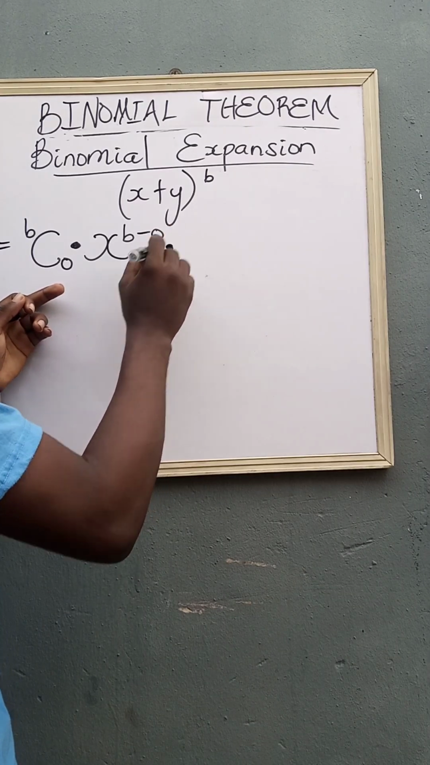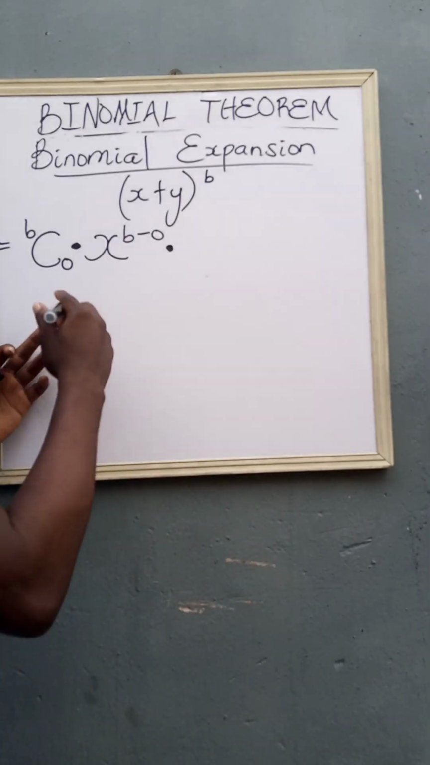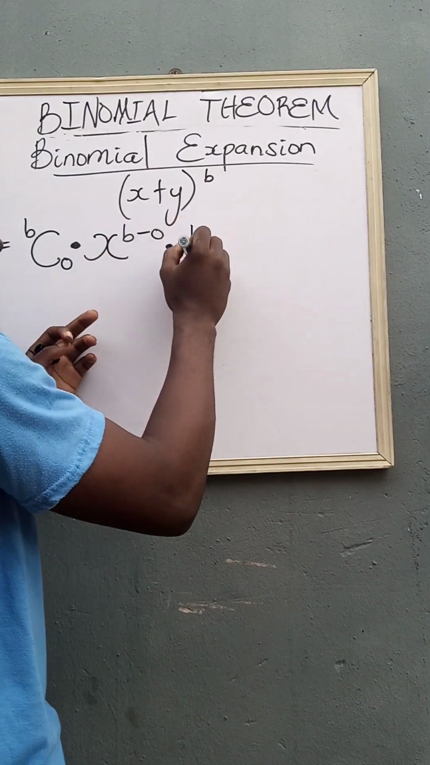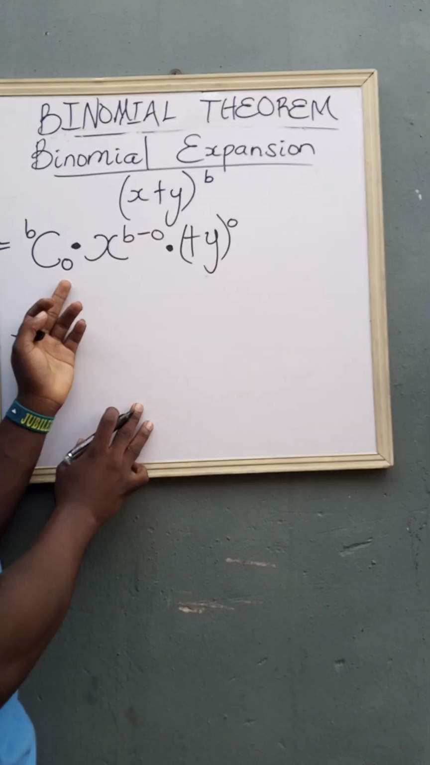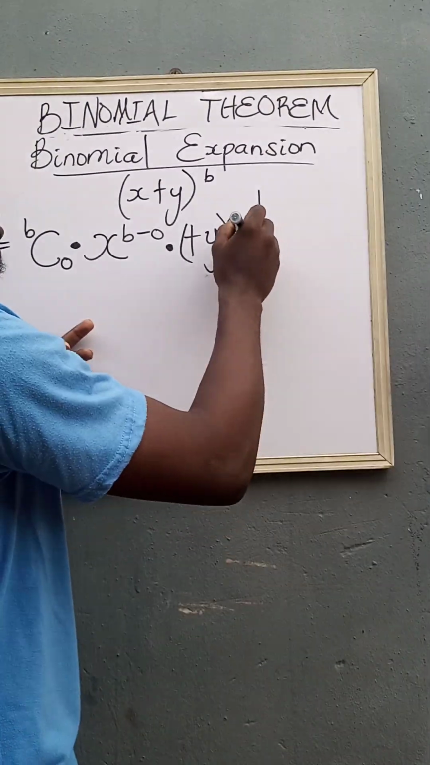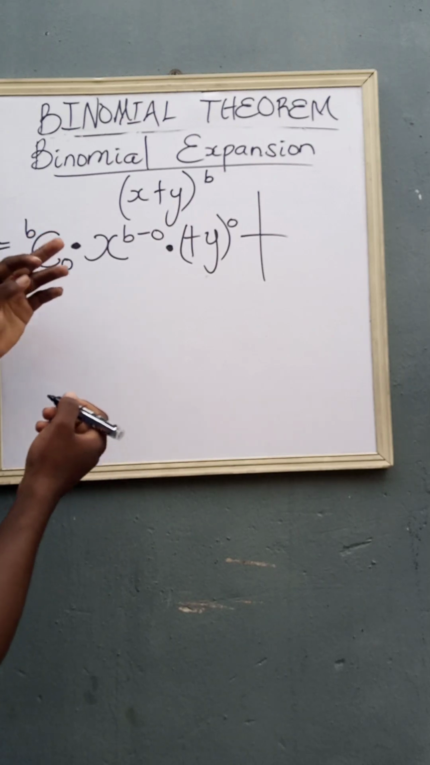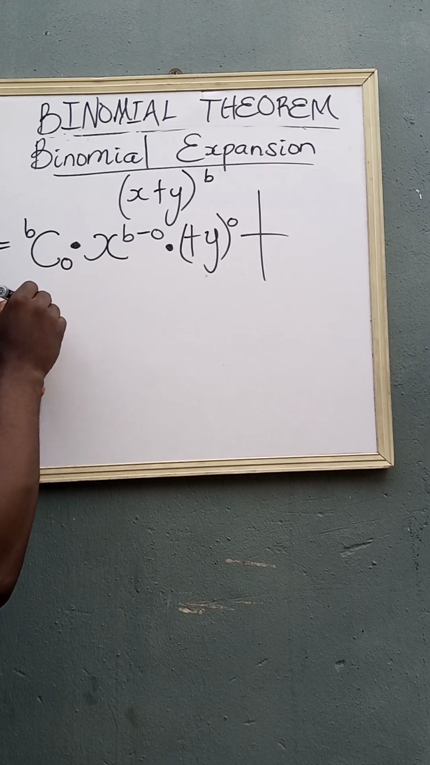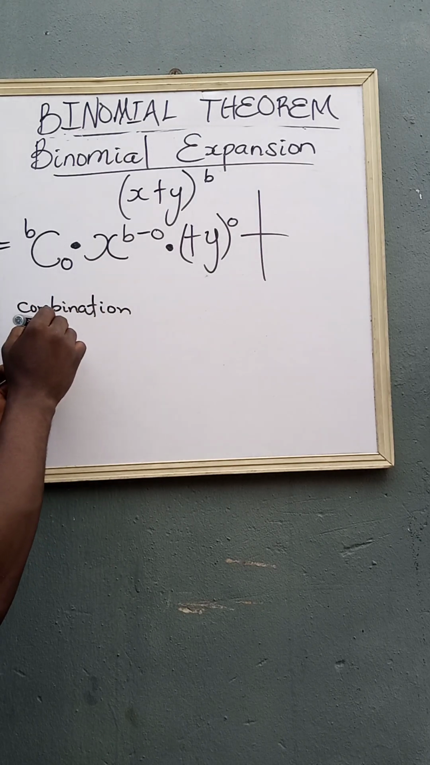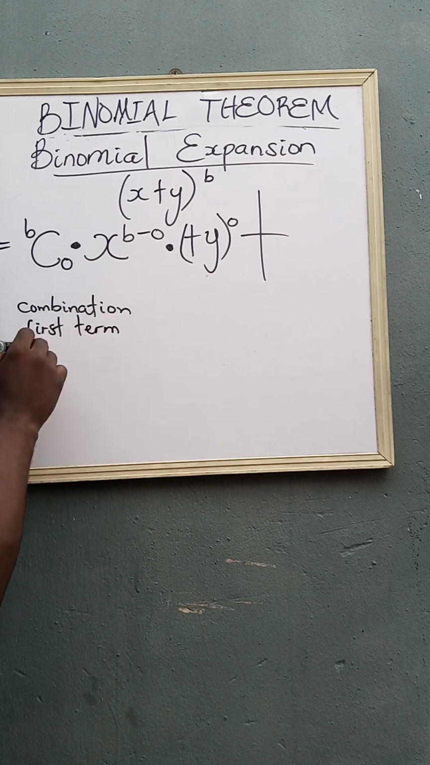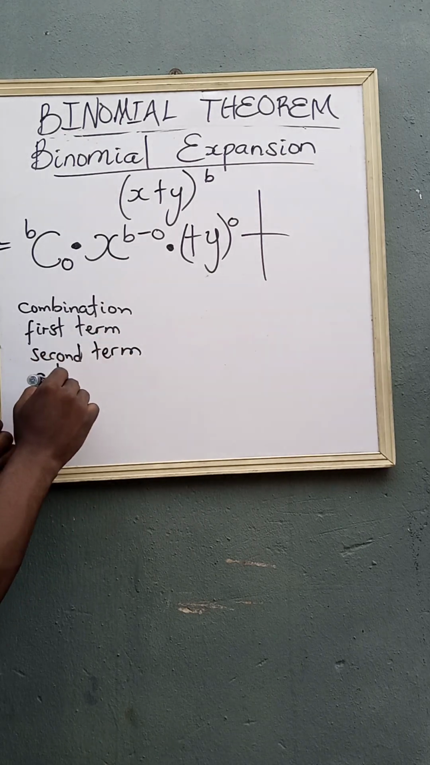Then multiply by, this is just like the theorem I'm giving you that will guide you as you move on. So multiply by your next term, which is plus y, raised to your r, which is 0 here. Then add, addition is what you do next. So you can simply break this down as: first you have the combination, then the first term, then the second term, and then you add.